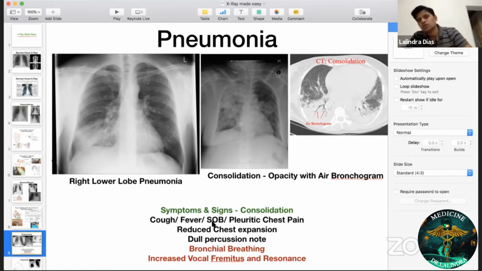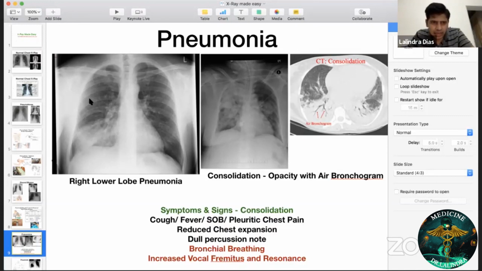So when you clinically suspect pneumonia, you have to do a chest x-ray. And this is the chest x-ray of a pneumonia. Look at this patient. This is how you interpret. I taught you how to interpret the lung fields in the chest x-ray. Here you can see the left lung is completely normal. But what about the right lung?